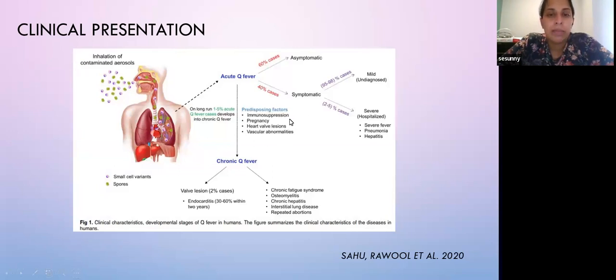Then 1 to 5% of patients who have acute Q fever develop chronic Q fever, and this is with predisposing factors. So if they're immunosuppressed or pregnant, or have heart valve lesions or vascular abnormalities. And when it comes to the chronic Q fever syndromes, it's mainly endocarditis. We do know it's one of the causes of culture negative endocarditis. And then you have other syndromes associated with chronic Q fever. So that's osteomyelitis, chronic hepatitis, interstitial lung disease, repeated abortions, and chronic fatigue syndrome.